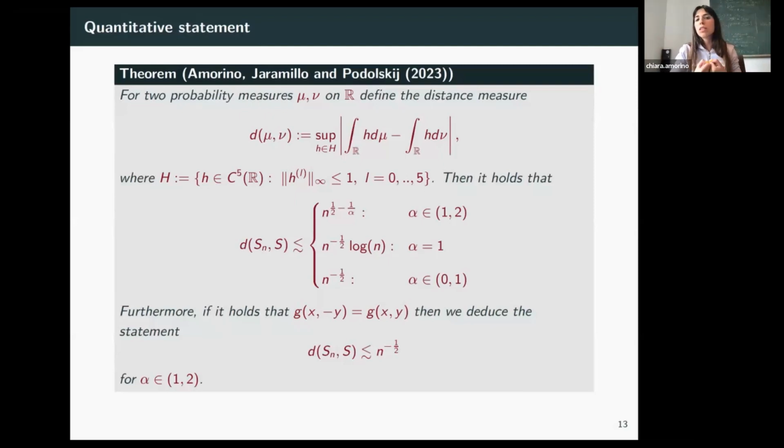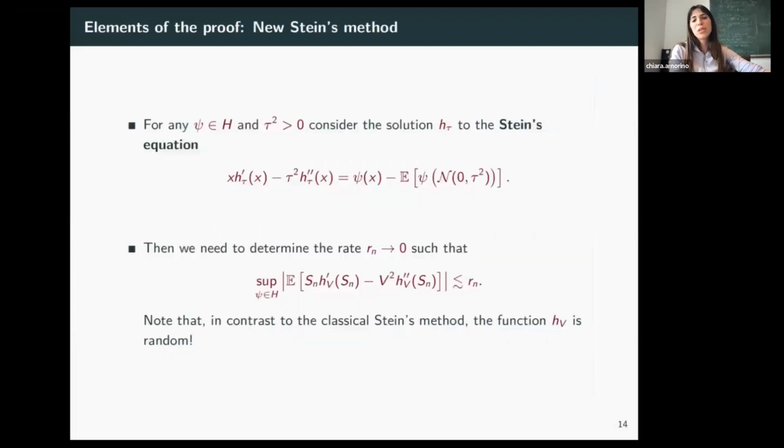Why? Just because we have the stable case, and so the condition is only on the symmetry of G. We arrived here, we can see that the convergence rate is almost always the benchmark, but in the case alpha equal to 1, where we lose a logarithm. And then the question is, how is it possible to get this result? As I said 2,000 times, the most important part is the fact that we use Stein's equation.